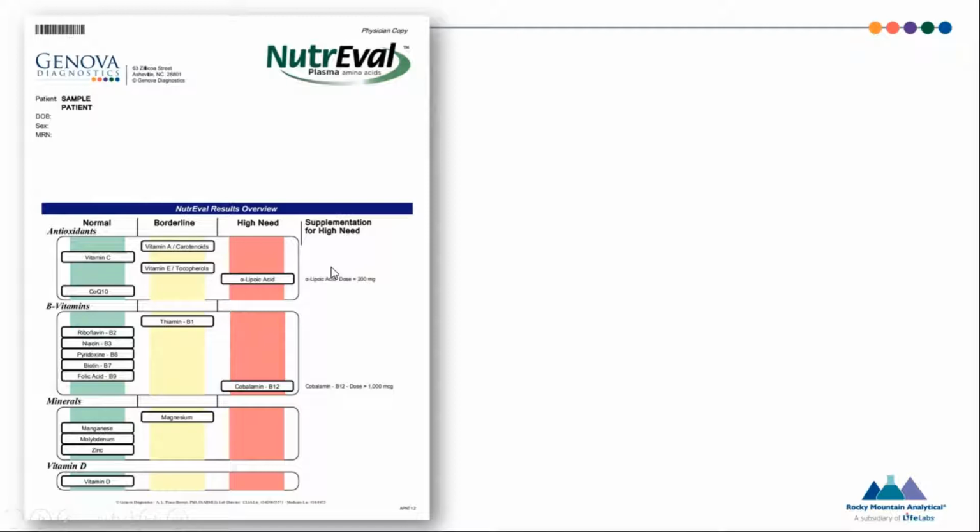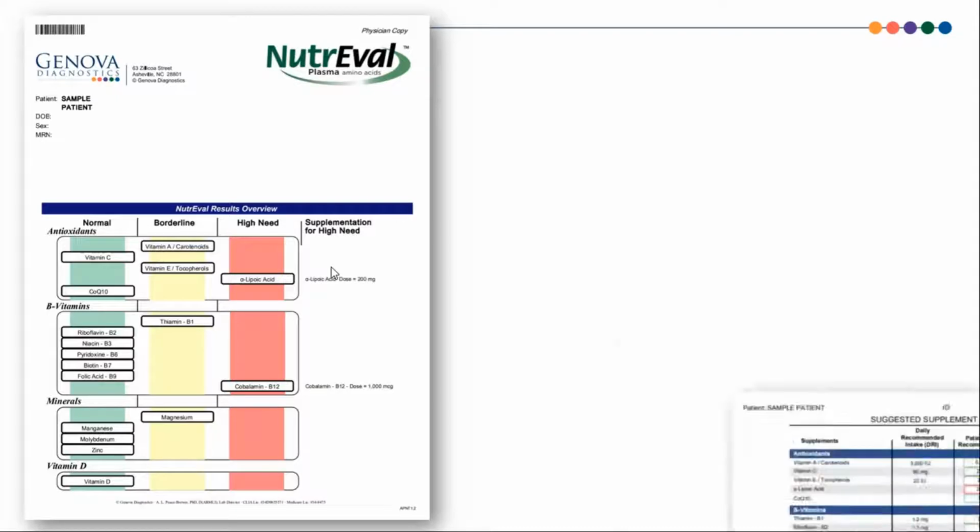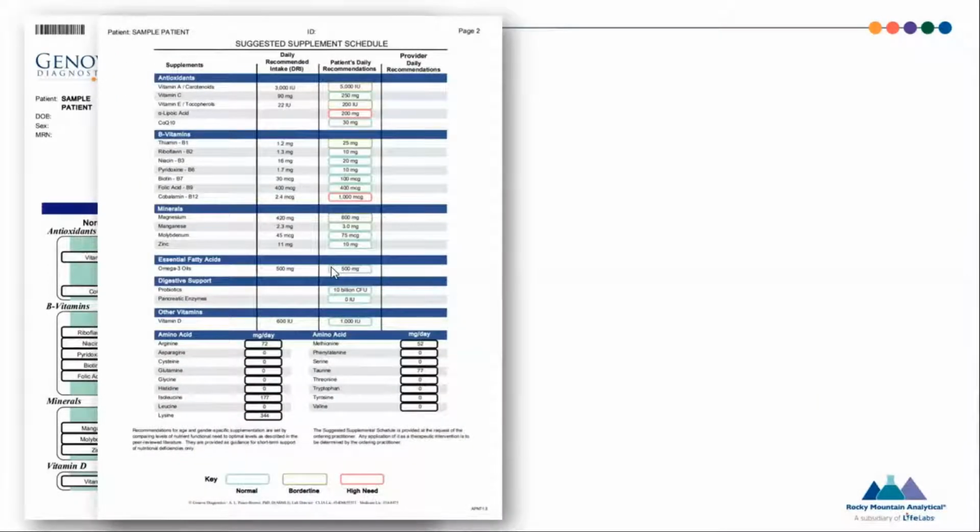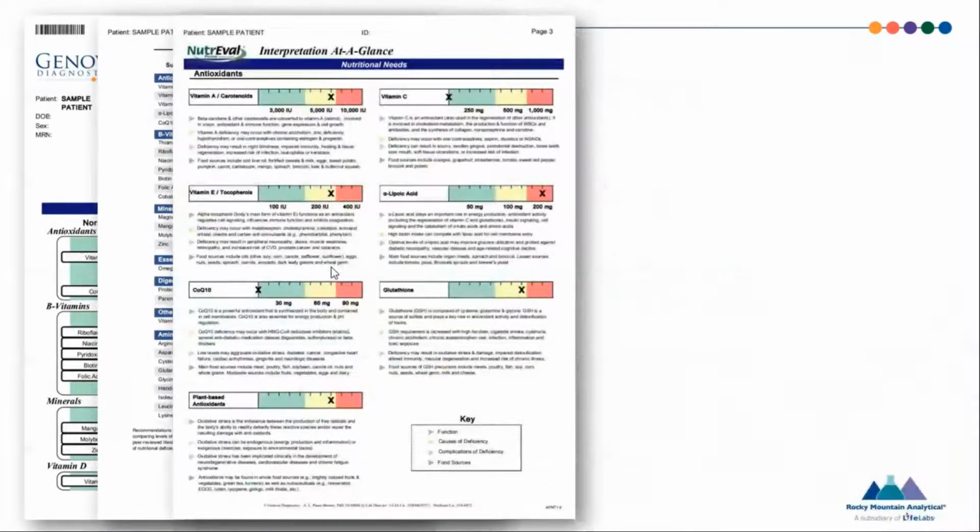When I look at a NutrEval, since it does have so many different parts, I'm always looking for patterns. And so this front page, this results overview, is something that I use to get a sense of what are the headlines, what is this test telling me? And then the next page is the suggested supplement schedule that provides us with even more information around that. And then we have our interpretation at a glance.